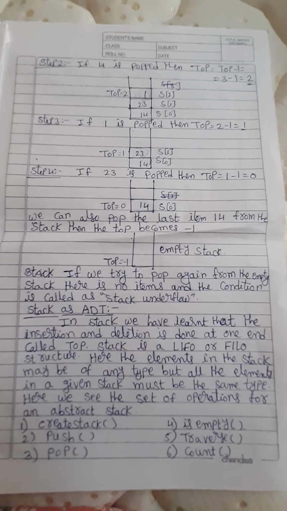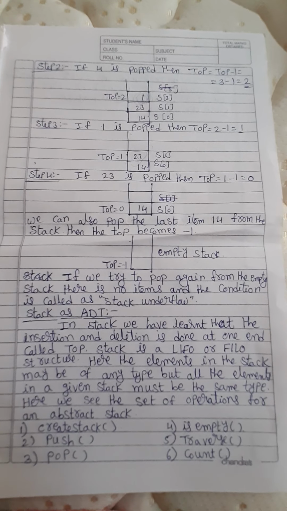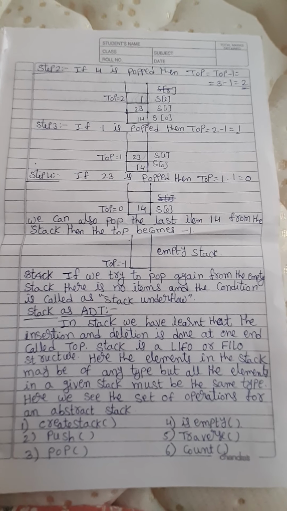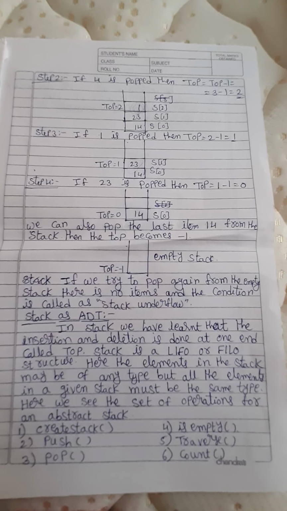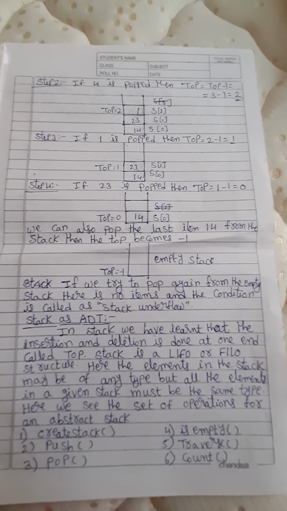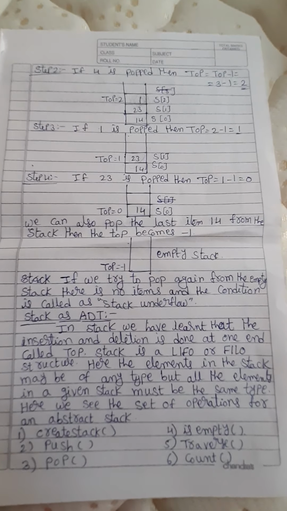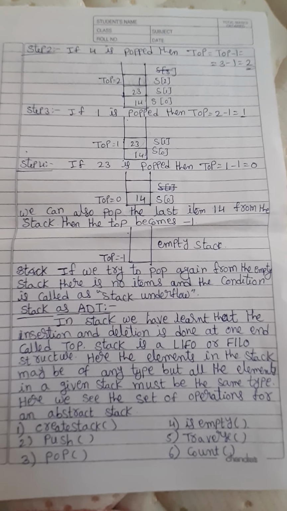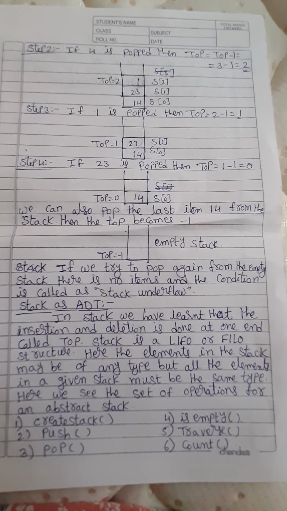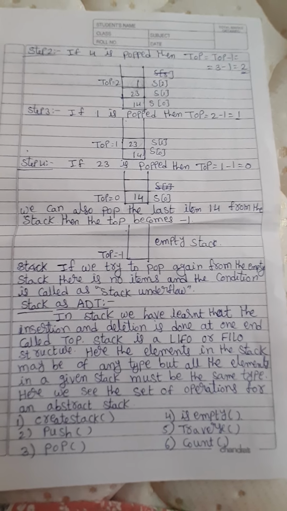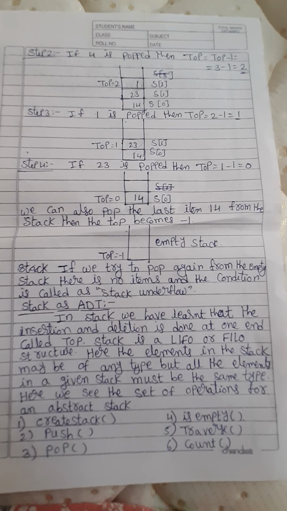That is called the LIFO method or the FILO method. That is, the item which was inserted last will be taken first, and the item which was inserted first will be taken last. That is called the LIFO or FILO method. Here, the stack as an abstract data type contains a set of operations for an abstract stack.